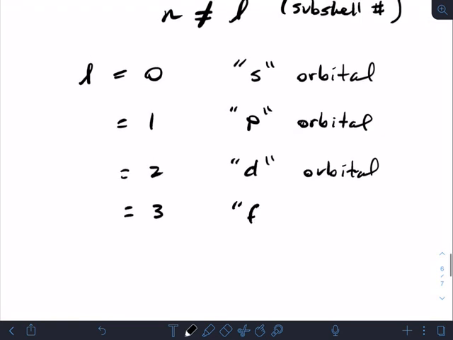If L equals 3, we call that an f orbital. Theoretically, this keeps going up, but what we have on the periodic table only goes up to f. They theorize that it could go higher.